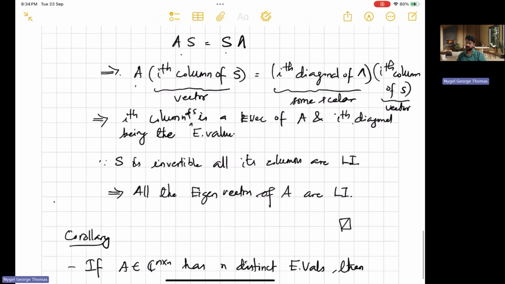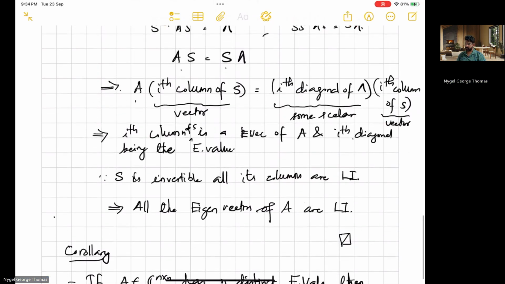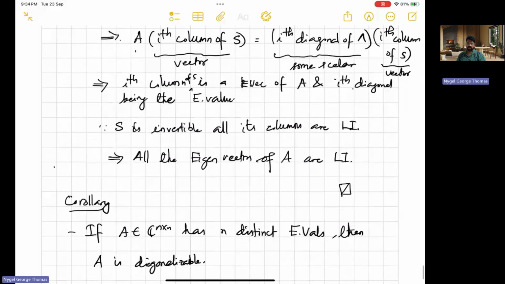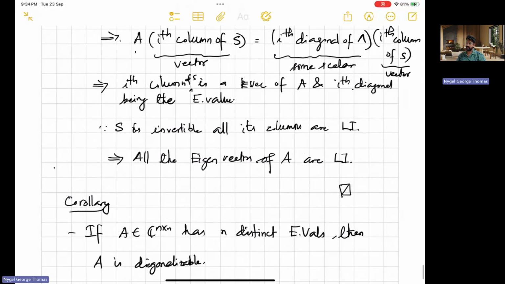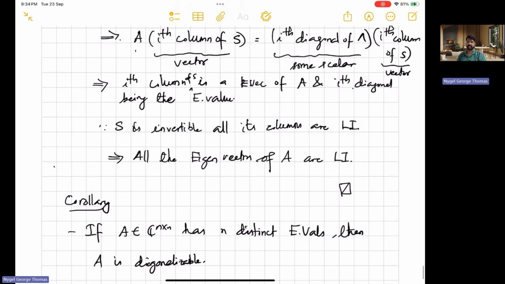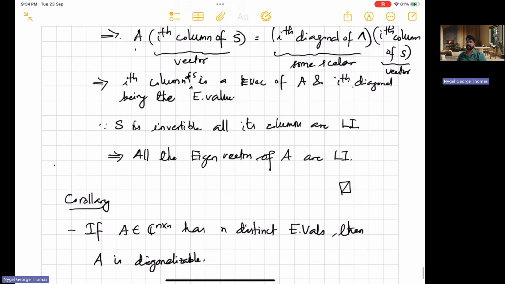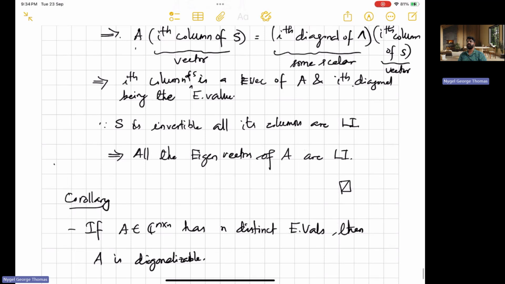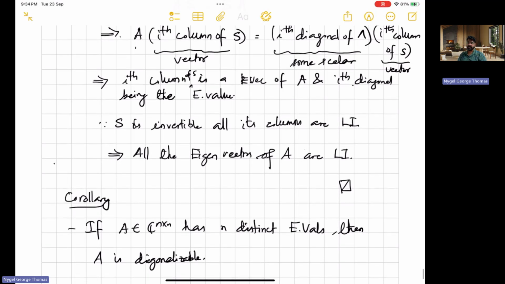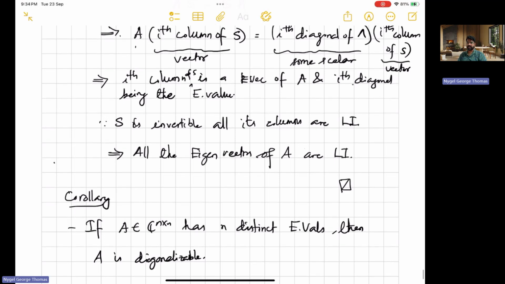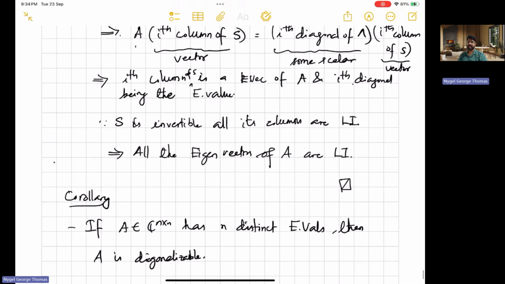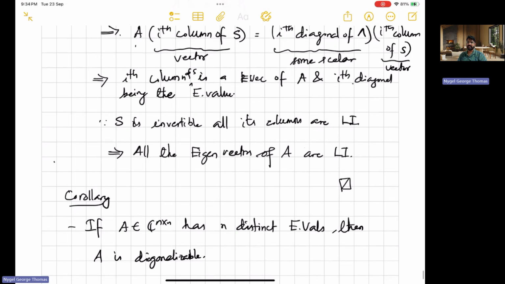And there's a corollary to this. What it says is, if A has n distinct eigenvalues, then A is diagonalizable. The proof is also simple. We've already proved in an earlier lecture that if there are n distinct eigenvalues, then there are n linearly independent eigenvectors.